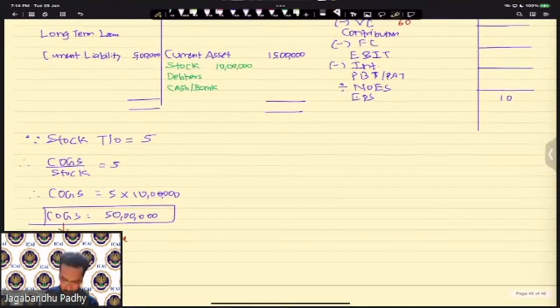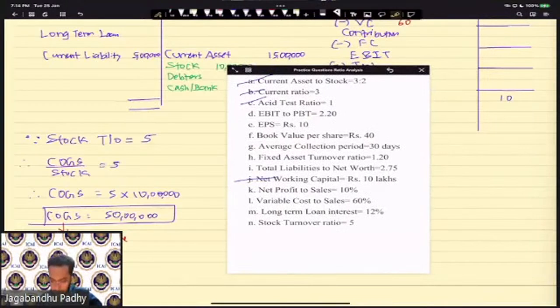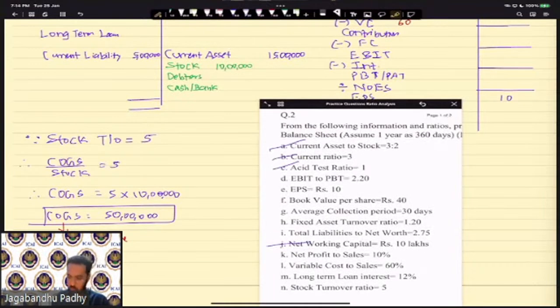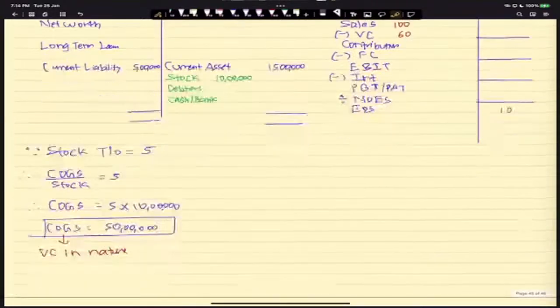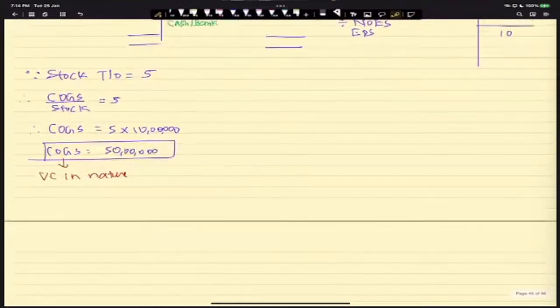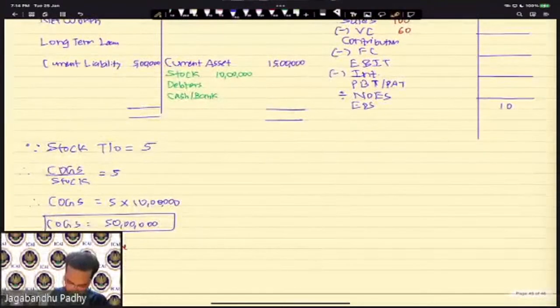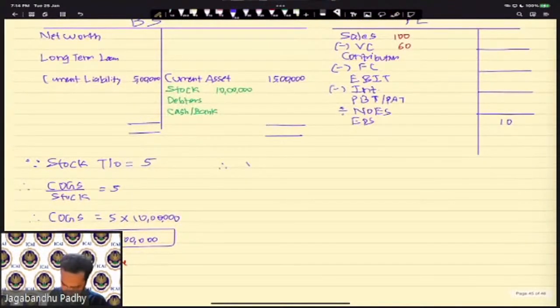If we have to assume that, because if you just scan through the question, EBIT to PBT is given as 2.2. Book value, average collection, fixed asset turnover, total liabilities, variable cost to sales, long term, and everything. There's no other proper way to look at it. So we'll have to assume that whatever COGS we have is variable cost in nature. So if that's variable cost, therefore, variable cost is 50 lakh.